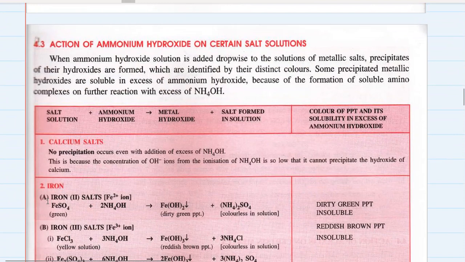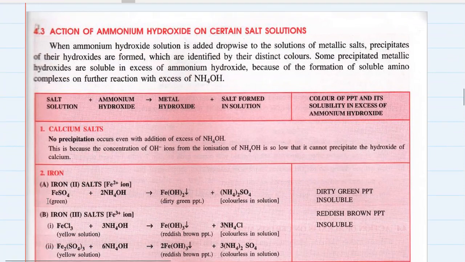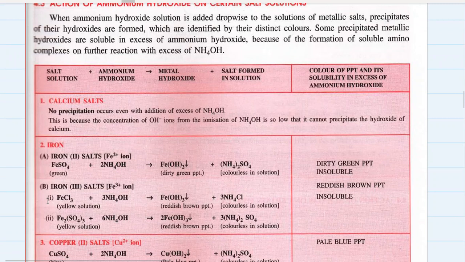Now we'll study the action of ammonium hydroxide on certain salt solutions. Let's start with calcium salt. When you add ammonium hydroxide to calcium salt, no precipitation occurs, even with excess ammonium hydroxide, because the concentration of hydroxyl ions from the ionization of ammonium hydroxide is so low that it cannot precipitate the hydroxide of calcium, because ammonium hydroxide is a weak base. So that's the one thing you must remember: ammonium hydroxide will not show any precipitation with calcium salt.